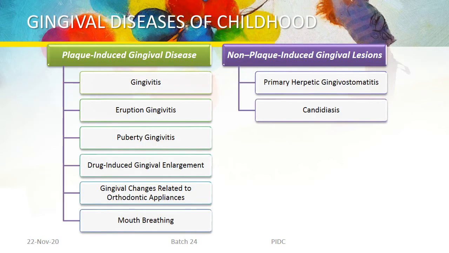Next, coming on to gingival diseases of childhood. So now we are coming to the disease part. Till now it was the normal parts which we were seeing. So this could be of two types: either plaque induced or non-plaque induced. Plaque induced includes gingivitis, eruption gingivitis, pubertal gingivitis, drug induced gingival enlargement, and gingival changes related to orthodontic appliances and mouth breathing, whereas non-plaque induced relates to primary herpetic gingivostomatitis and candidiasis.